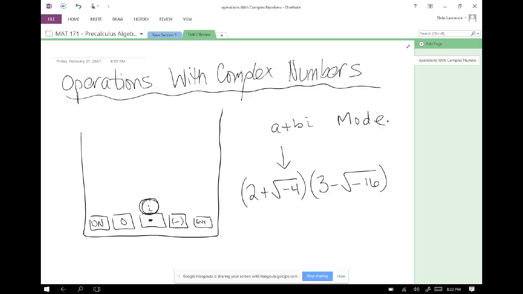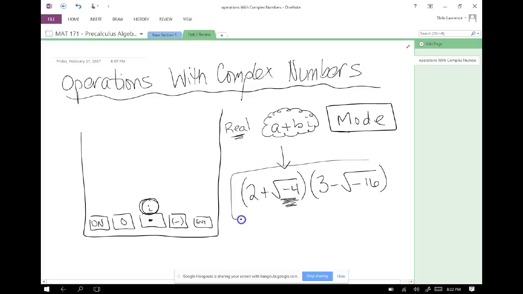Right now, your calculator is probably in real mode. So if you hit the mode button on your calculator and scroll down the screen, you probably see that it's in real mode. And we want to switch it to a plus bi mode. And that will allow your calculator to deal with this square root of -4 and change it to an i. And then we can type this into the calculator and it will do that entire calculation for us and switch it to i's for us as well.